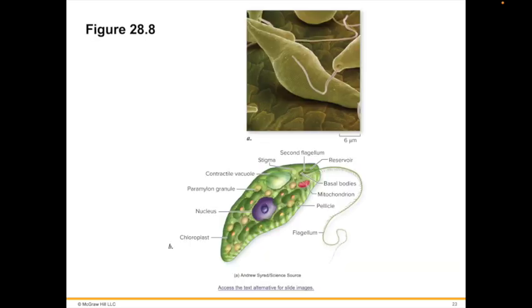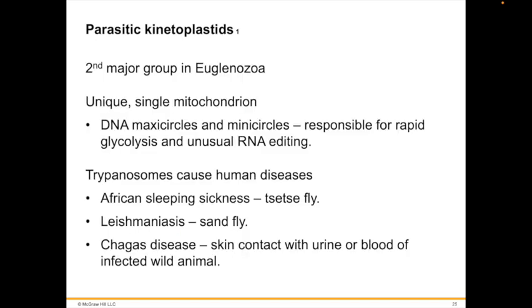This is it. And the second major group are the parasitic kinetoplastids. And those are the ones that are distinctive and have that single unique mitochondria with two types of circular DNA. And included in this group are the trypanosomes. So the trypanosomes cause human diseases. So one type would be the African sleeping sickness from the tsetse fly, and then the other type would be leishmaniasis, the sandfly, and then Chagas disease, which you can get from skin contact with urine or blood of an infected wild animal.